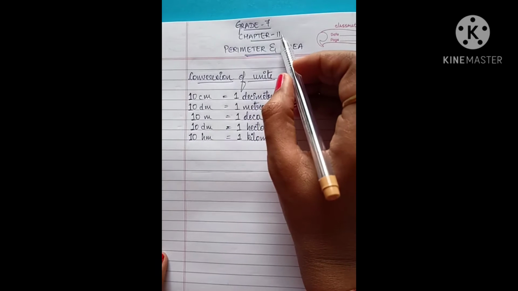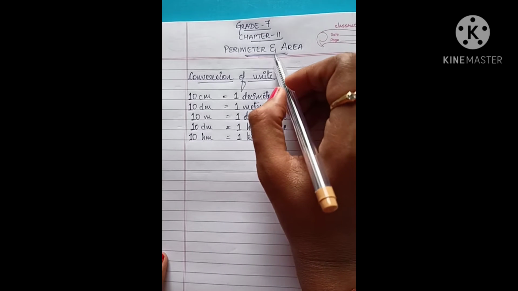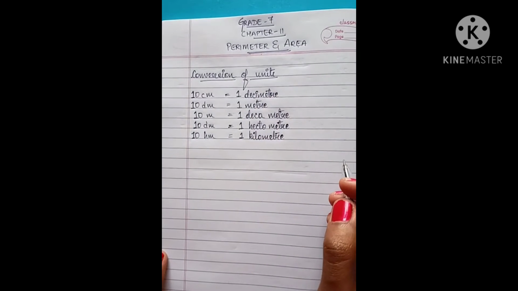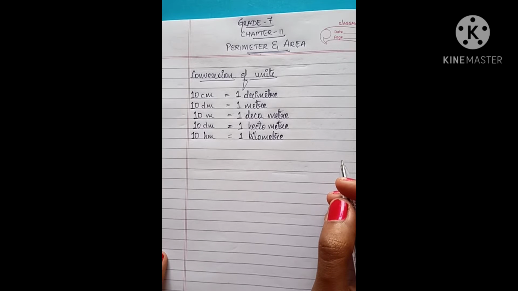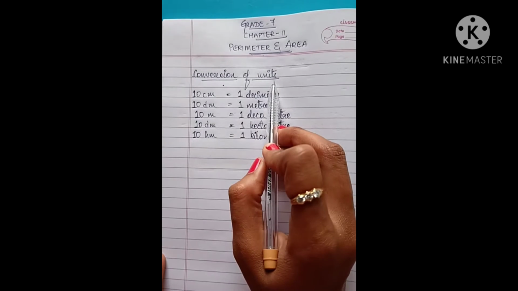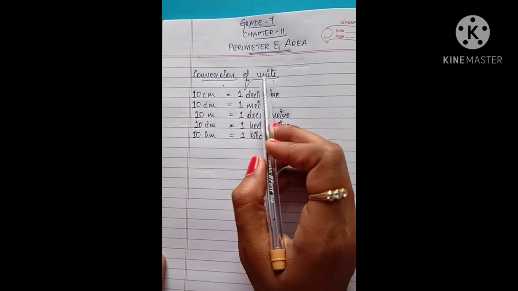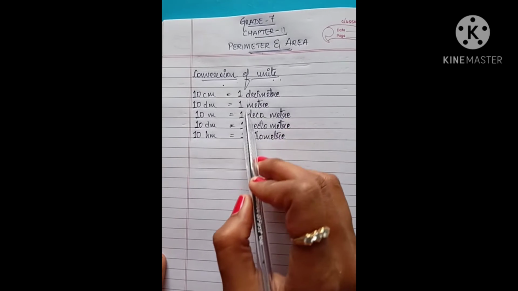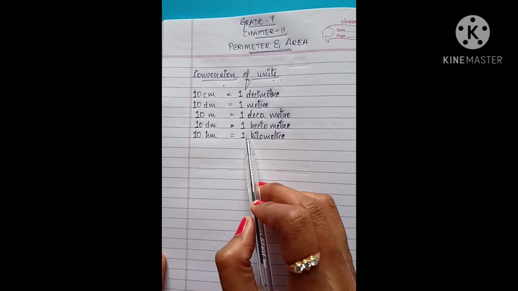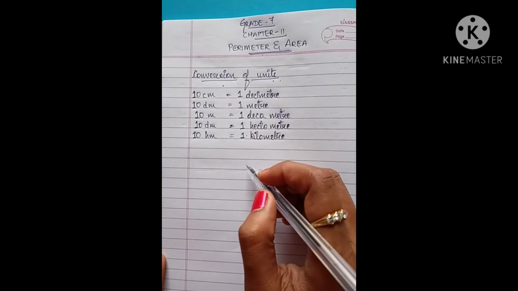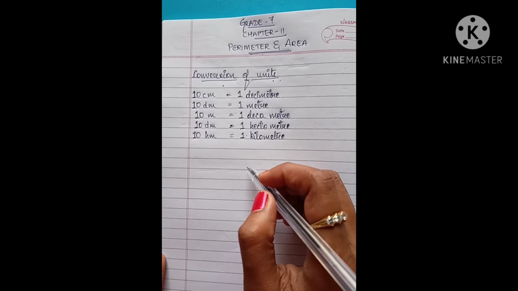We are studying chapter number 11, Perimeter and Area. In today's class, let us finish off with the last concept of this chapter, that is conversion of units. Here is a table given. You need to learn these by heart. It will be helpful for the conversion of units while solving the problems.